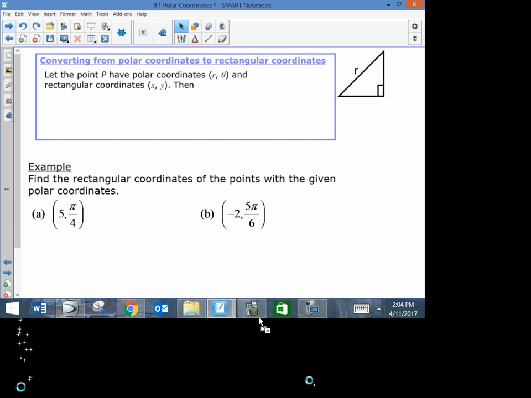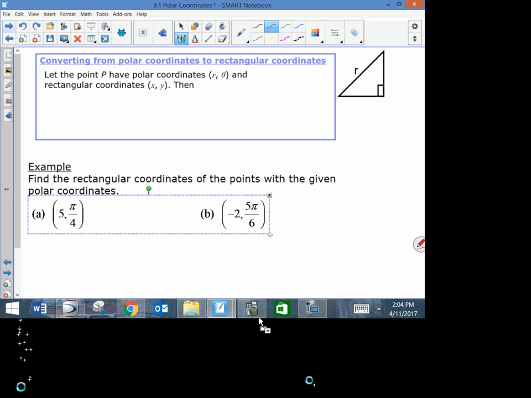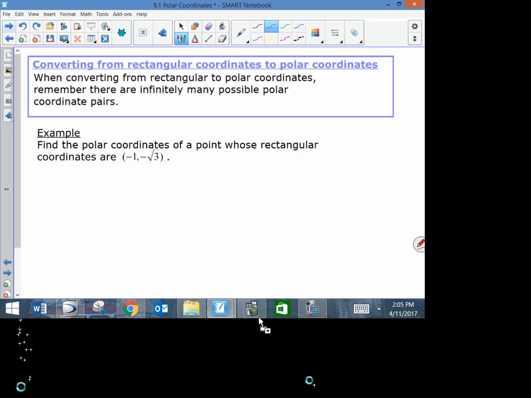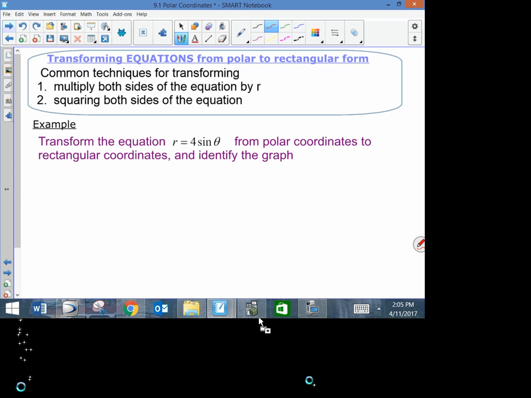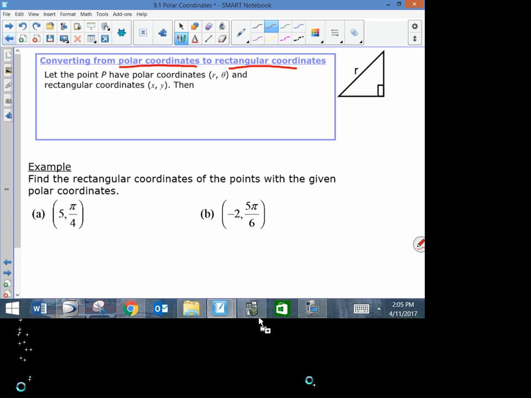Okay, so we're going to convert now to polar, and we're going to go to rectangular. So these are the coordinates, polar coordinates to rectangular coordinates. While we're looking here, we're going from rectangular to polar coordinates, and then we're going to take equations and transfer those. Okay? So those are the three things we've got to do yet. All right.